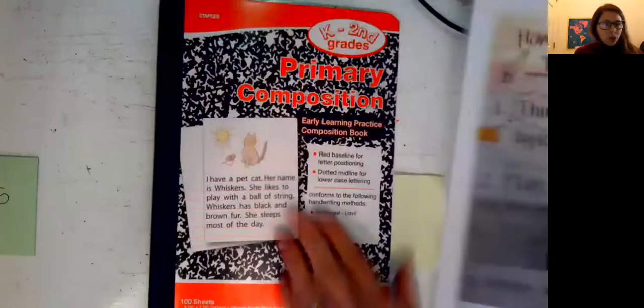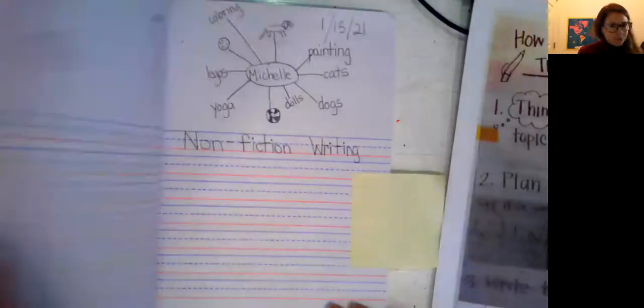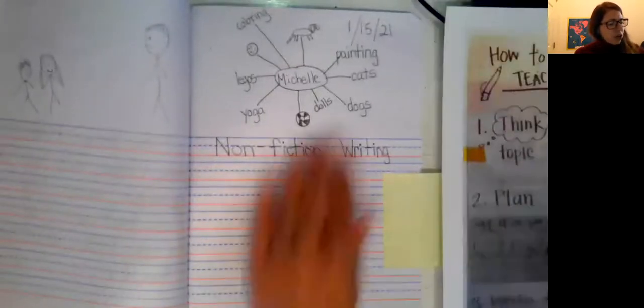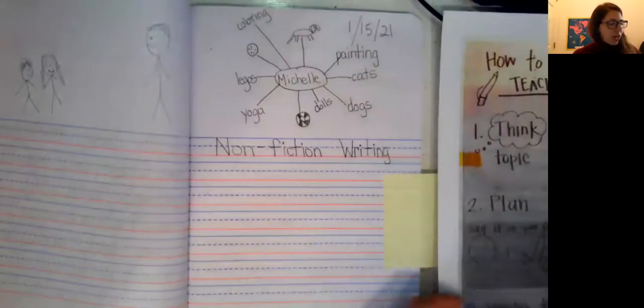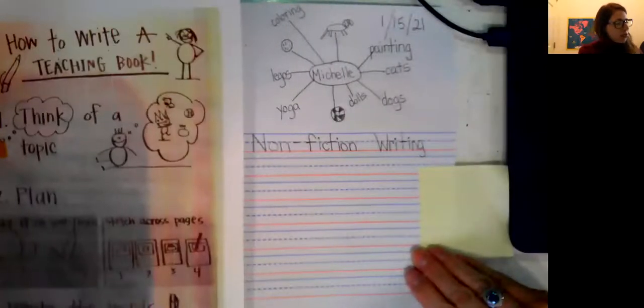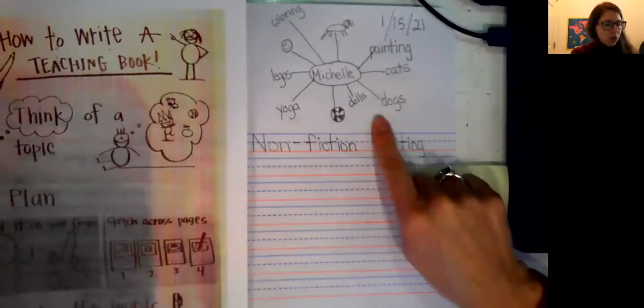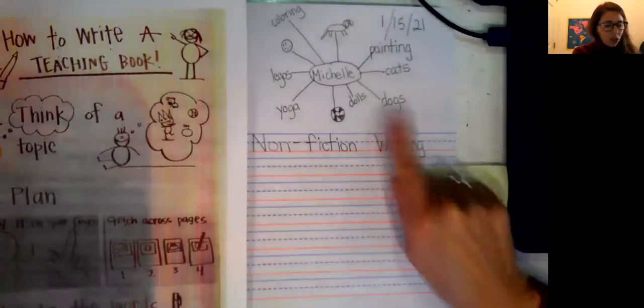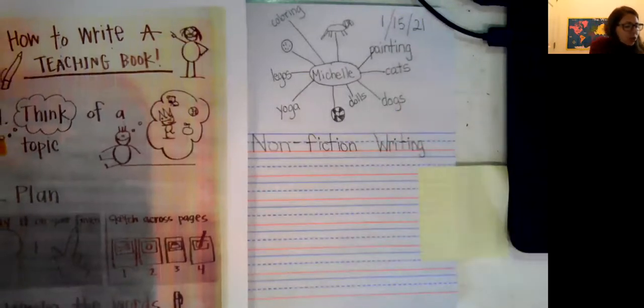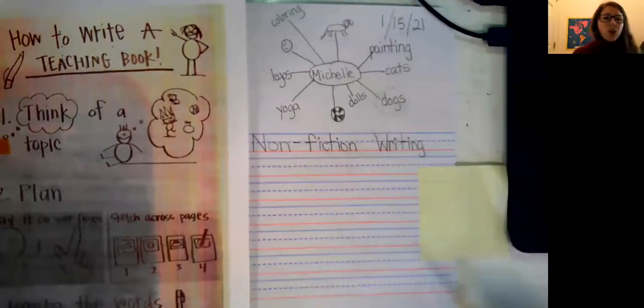Let's go ahead and I'm going to open my red writing journal. And here is the idea chart that I made last Friday with you. So our How to Write a Teaching Book chart is telling us first think of a topic. Well, I have lots of different topics. So I'm going to pick one that I want to focus and write about today. And I'm going to pick dogs. I'm going to circle that word. So remember that I'm going to write about dogs today.